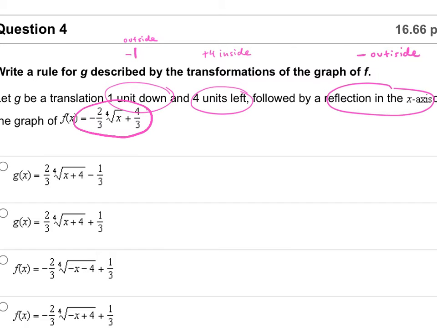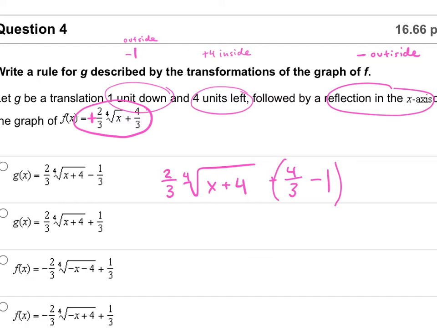So if it already has a negative on the outside, we make it a positive. So this becomes a positive 2/3, 4th root of x. We said that we are adding 4 on the inside, so it becomes x plus 4 on the inside. And we already have a 4 over 3 on the outside, but we need to subtract 1. So we're subtracting 1 just on the outside.